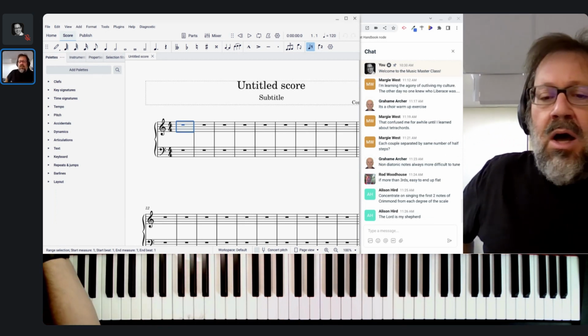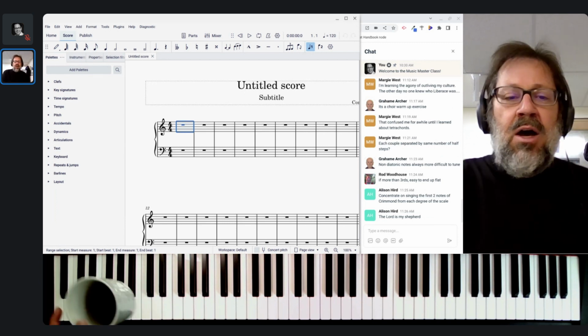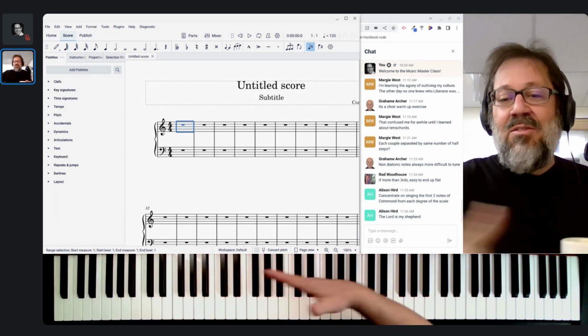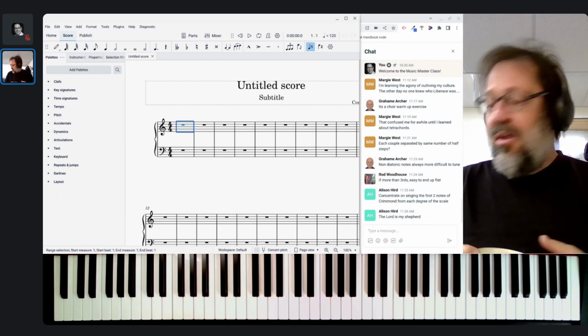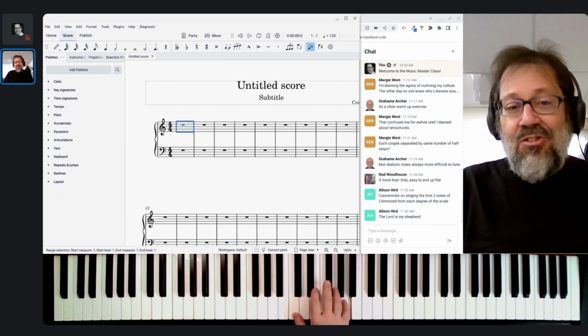I know that psalm, but I know different melodies for it that come up in the U.S. Catholic Church as opposed to other cultures' churches. So that exercise I just did.